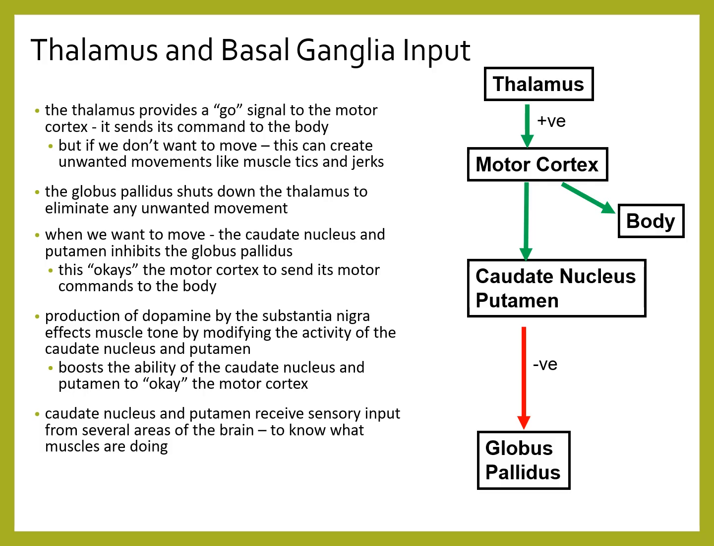The substantia nigra, which is part of our brainstem, part of our midbrain, produces a neurotransmitter called dopamine. And dopamine is known to affect muscle tone by modifying the activity of the caudate nucleus and putamen. It actually boosts the ability of the caudate nucleus and putamen to okay the motor cortex and the motor command coming out of it. And the last thing I'll say about the caudate nucleus and putamen is that it receives sensory input from several areas of the brain, so it kind of knows what the muscles are doing.